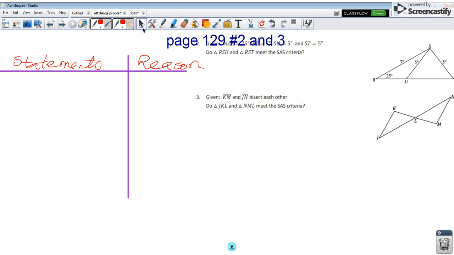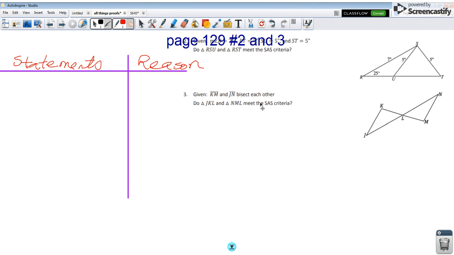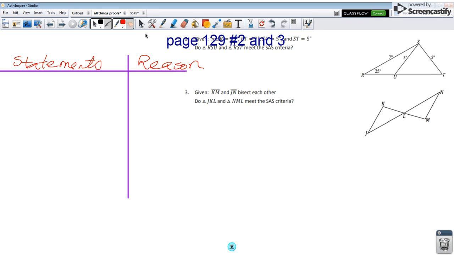All right, so we need to see if we have enough information to classify these based on side angle side criteria. Number 1 is always given. And this given is that KM and JN bisect each other. Given.